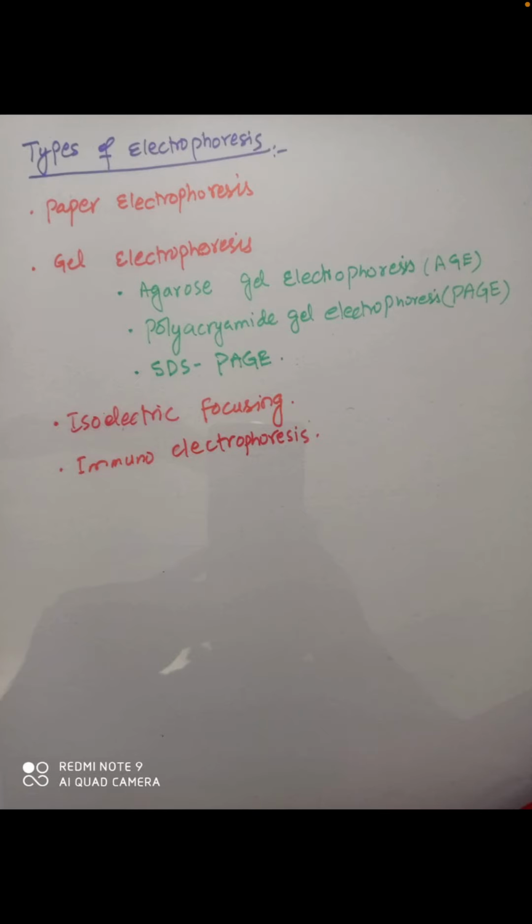So mainly electrophoresis uses the charge, and depending on the type of electrophoresis, paper electrophoresis uses paper as the medium, and gel electrophoresis uses gel. Isoelectric focusing is a technique which uses the same charged particles, using any medium, and focusing those biomolecules towards a neutral point.